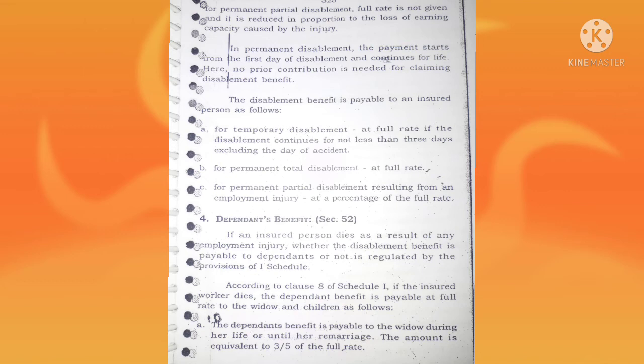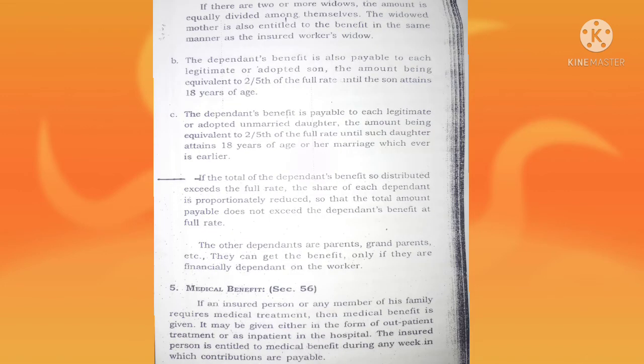So the dependent benefit is payable to the widow during her life or until her remarriage. The amount is equivalent to 3/5 of the full rate. If there are two or more widows, the amount is equally divided among themselves. The widowed mother is also entitled to the benefits in the same manner as the insured worker's widow.